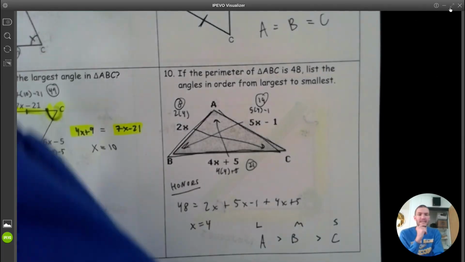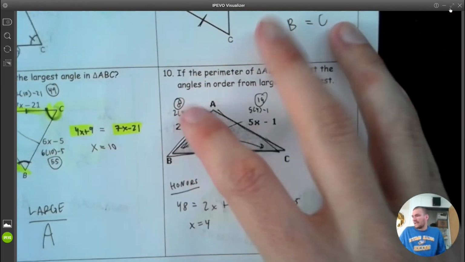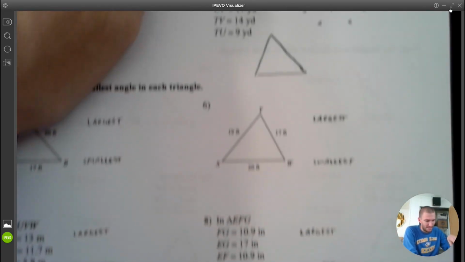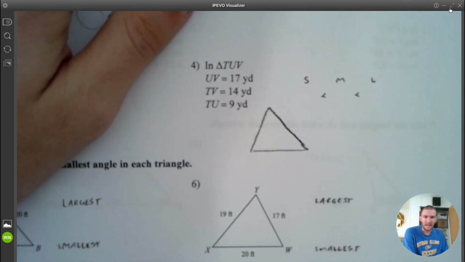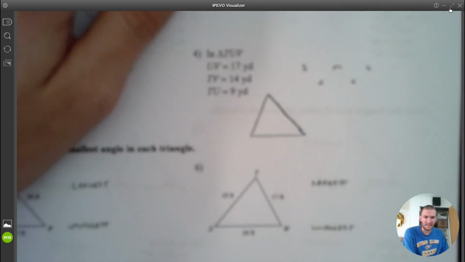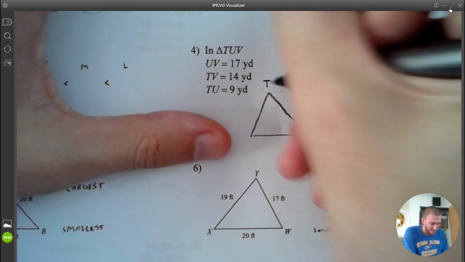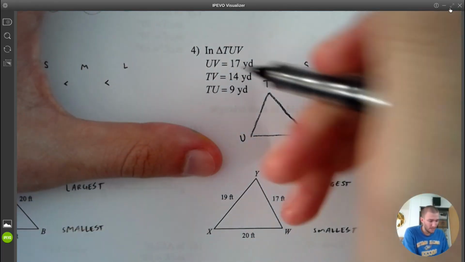All right, that's the end of the notes for today. Don't overcomplicate things. On the homework, the only thing that you might see that is a little bit different is a question like this where it says TUV, and it does not actually give you the triangle for free. So you might want to go ahead and label this as TUV. It doesn't matter where they go.